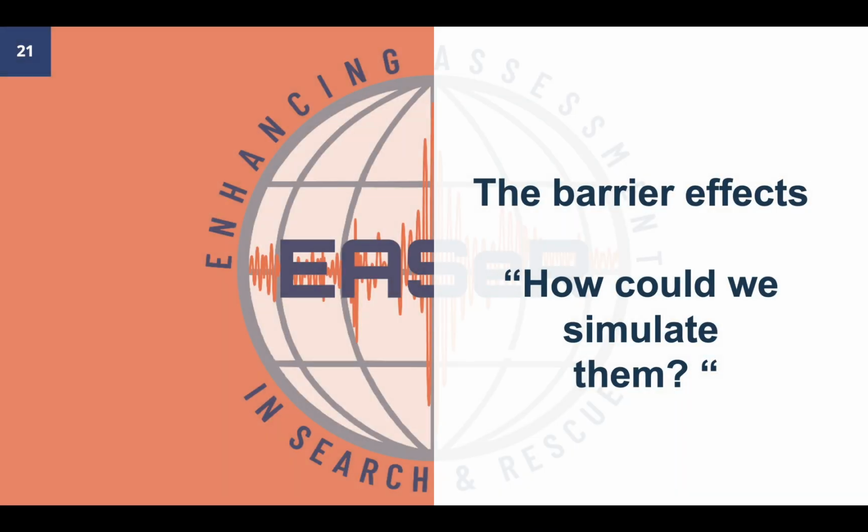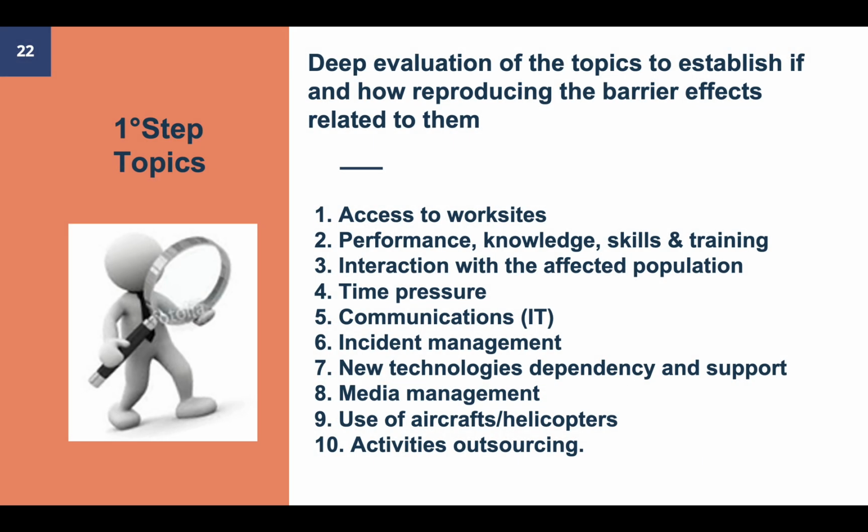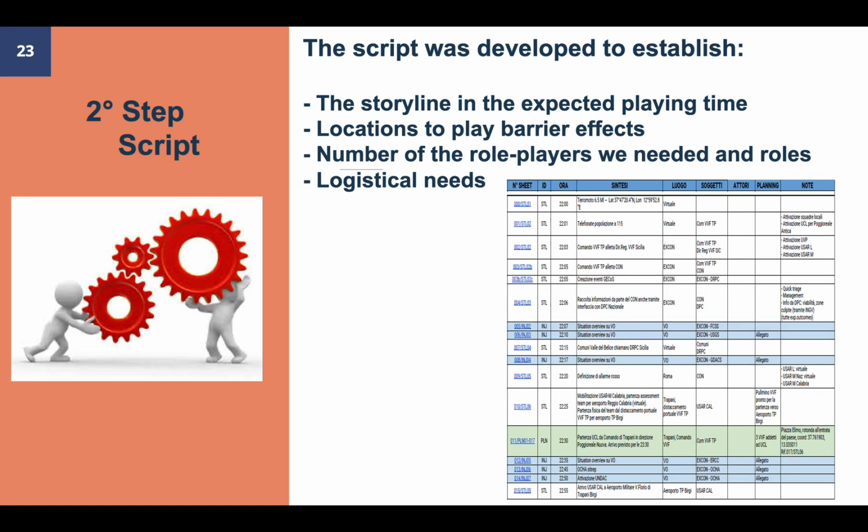The first question we asked ourselves during the preparation of the exercise was: the barrier effects, how could we simulate them? First step was the deep evaluation of the topics to establish if and how to reproduce the barrier effects related to them. Second step, the script. The script was developed to establish the storyline, the expected playing time, the location to play barrier effects, the number of role players we needed and their roles, and logistical needs.